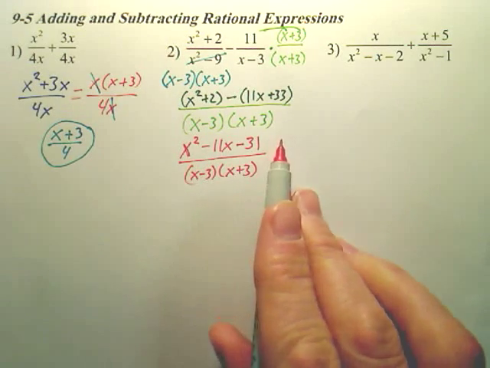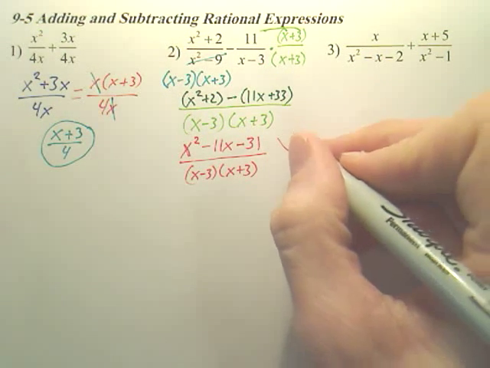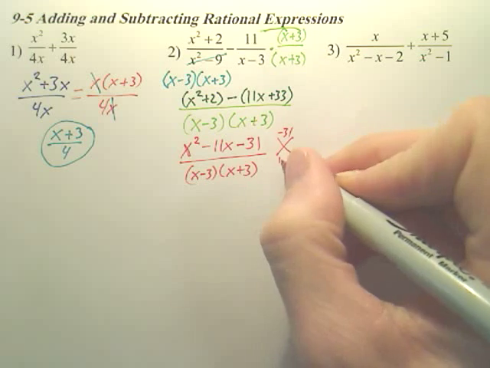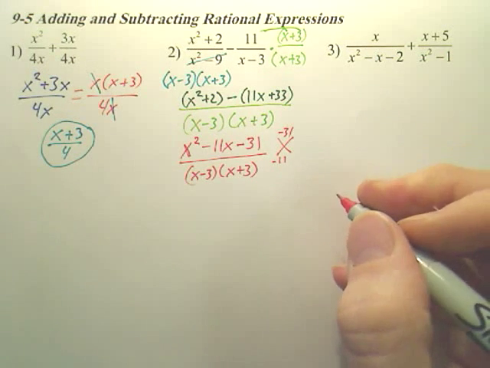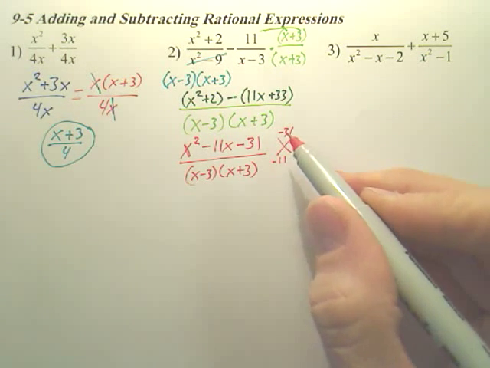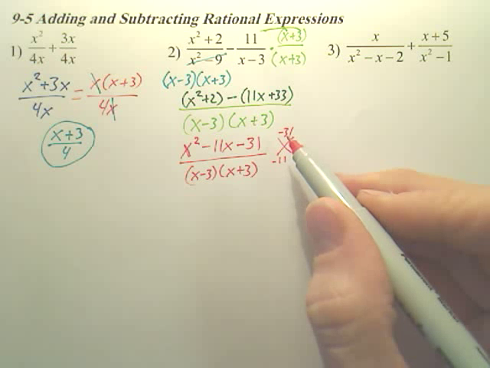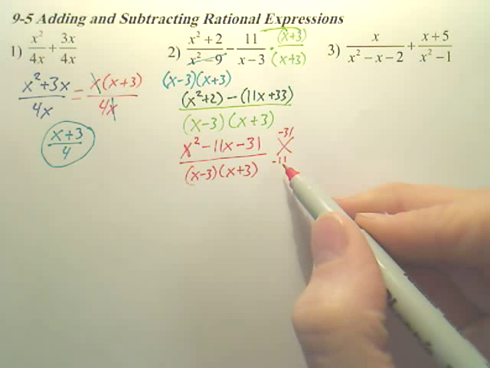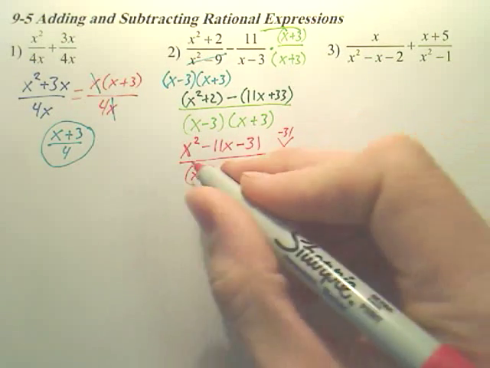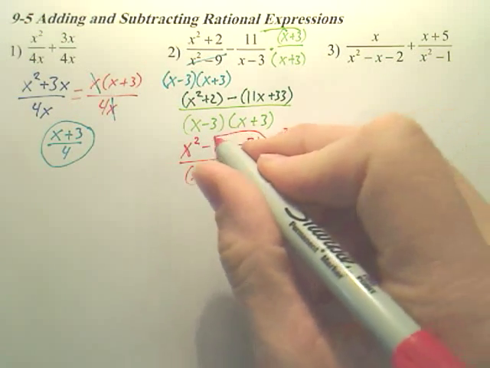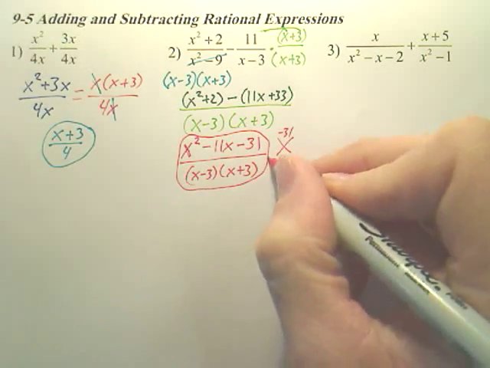Now, can I factor that? Well, isn't 31 prime? So could I find any two numbers that would add up to 11, or negative 11? No. There's no GCF, so that actually is my answer. Nothing else I can do.